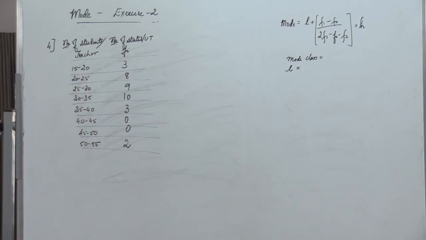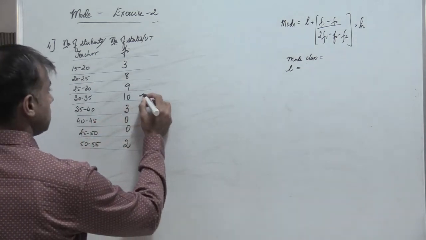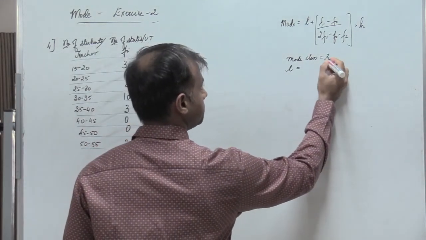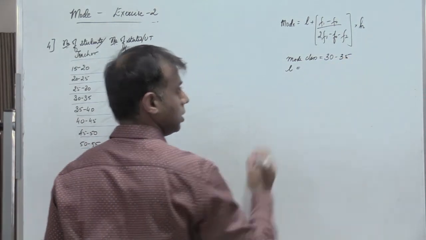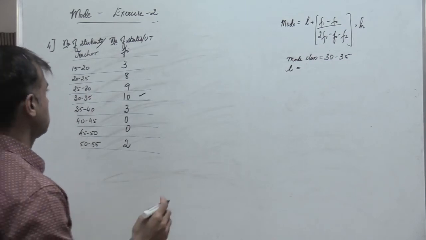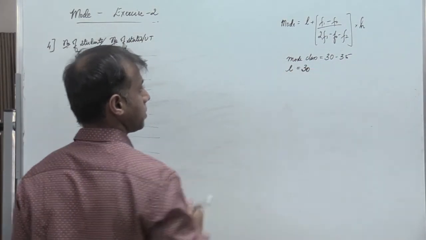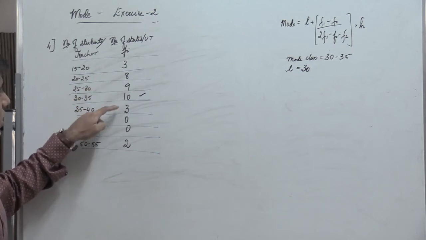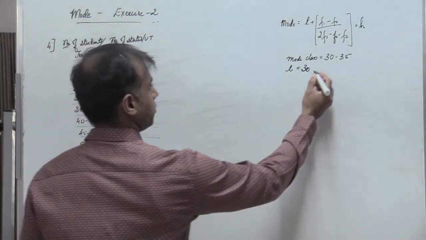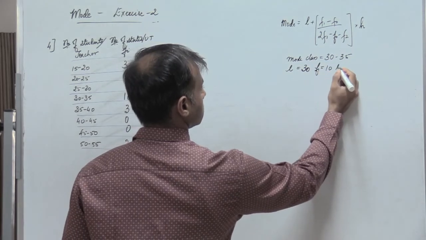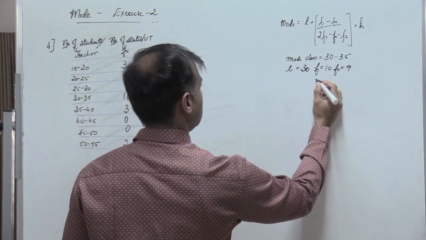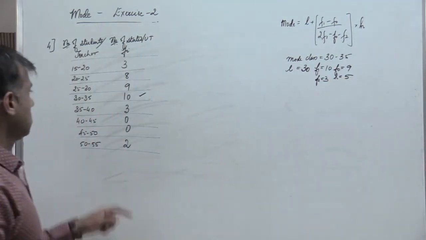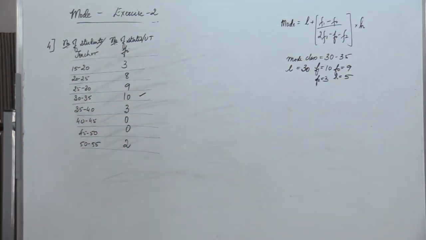So how do we find the mode? Again, find the maximum frequency, which is 10, and the modal class is 30 to 35. So therefore the lower limit of the class is L, which is 30. And what about F1? F1 is 10, F0 is 9, F2 is 3, and H is 5. So 35 minus 30 gives us 5.